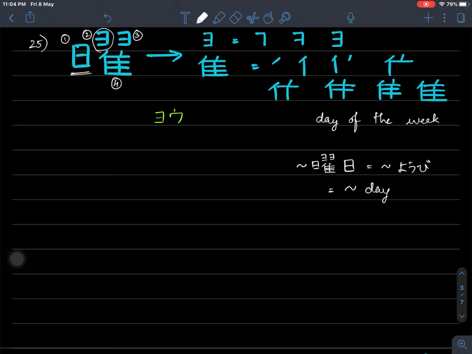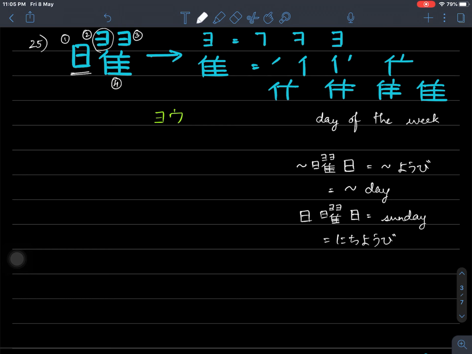Now let's have a look at one of the days of the week that we can do. Let's see if you can guess the meaning of it. So this, I hope you can guess it. This first kanji here stands for both day as well as sun. So this is Sunday. And it will be read as Nichiyobi.